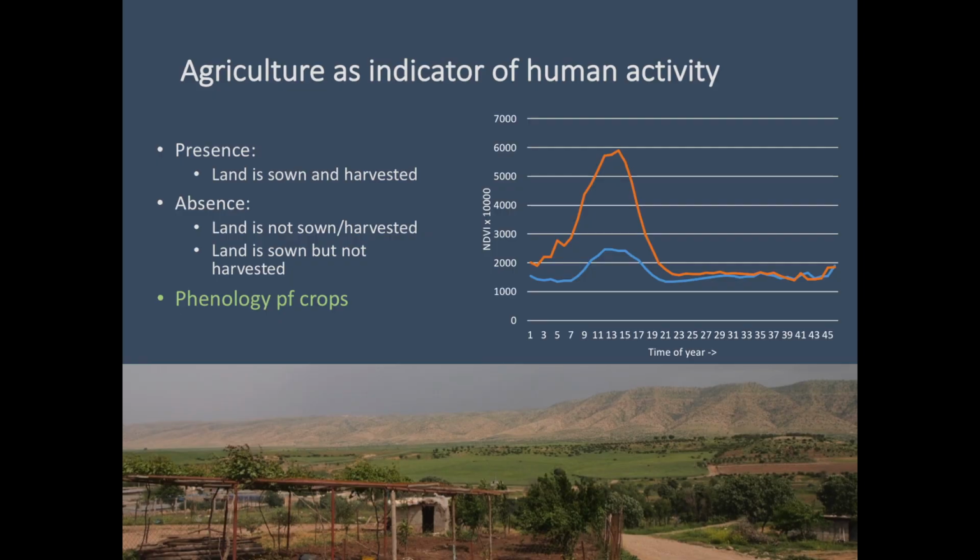I've used agriculture mainly as a way to look at what people are doing and if they are actually present. In an area where people are present, if they are farmers, the land is usually sown and harvested. If they are absent, or if they have migrated, the land is not sown or harvested, or the land may be sown but not harvested, that would indicate that migration has happened, or something has happened between sowing and harvesting. To figure that out, we can look at the phenology of crops. Phenology refers to the change in season, so the greenness in this case. We look at greenness throughout the season.